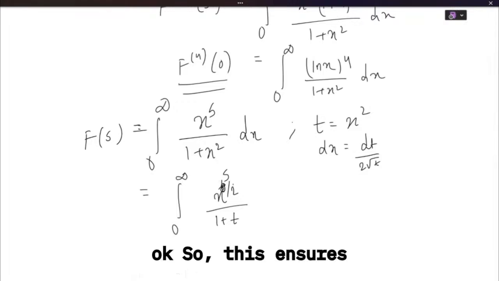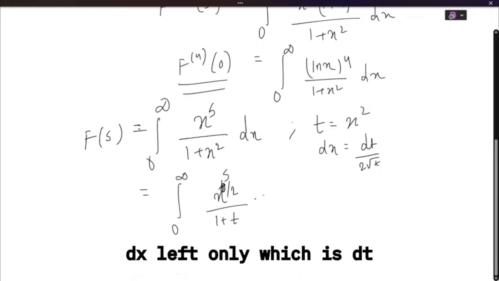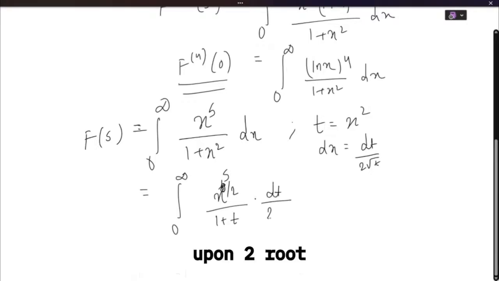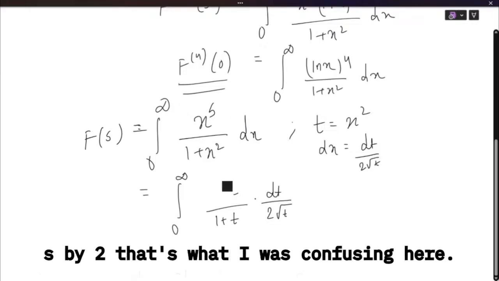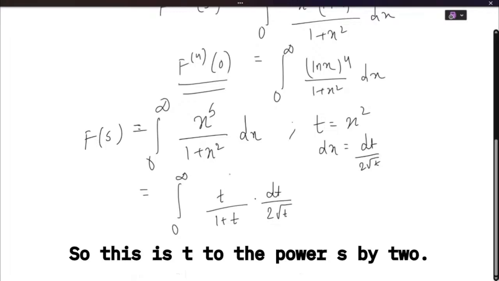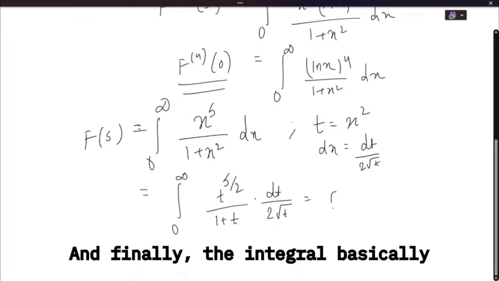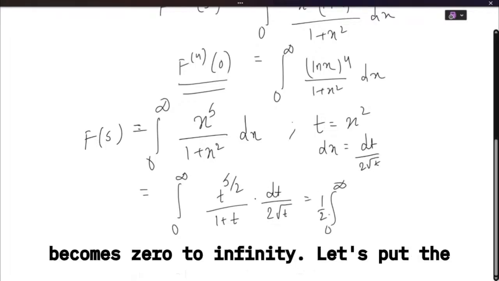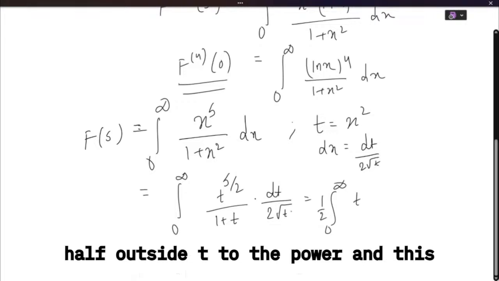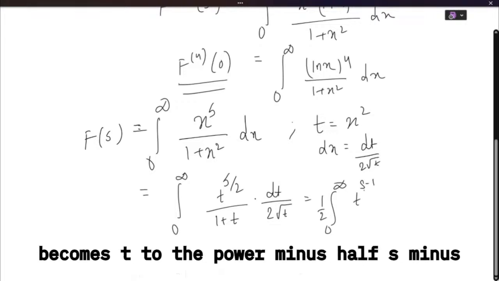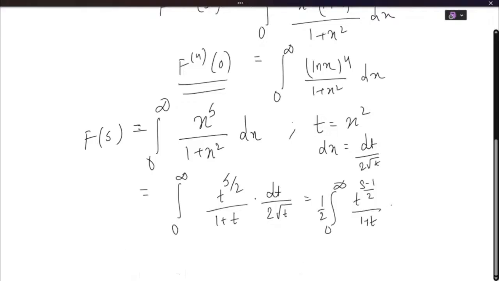Okay, so this ensures that we have dx left only, which is dt upon 2 root t. And wait, you need to make this one t to the power s by 2. That's what I was confusing here. So this is t to the power s by 2. And finally, the integral basically becomes 0 to infinity, let's put the half outside, of t to the power (s minus 1) by 2 divided by 1 plus t, dt.